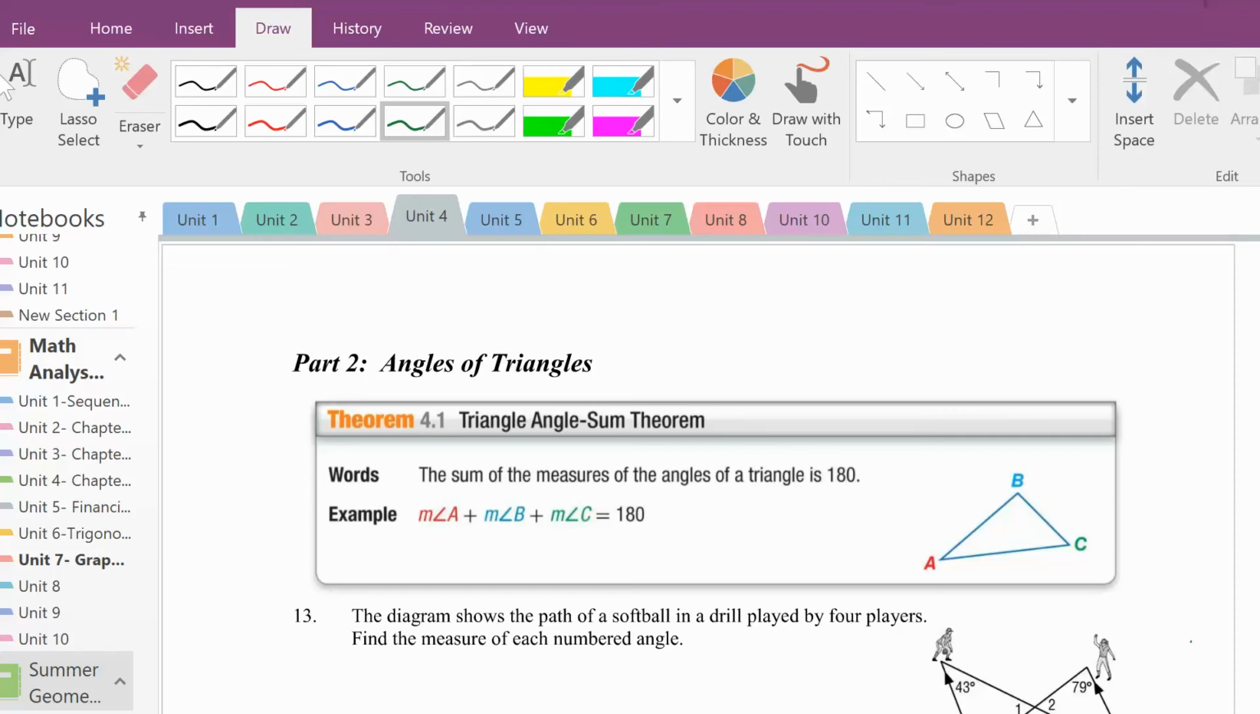We'll talk about the angles in a triangle. First things first, we'll talk about something you probably already knew, and that is the sum of the measures of the angles in a triangle is 180 degrees. So that means angle A plus angle B plus angle C add up to equal 180.